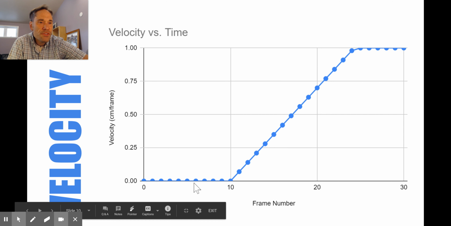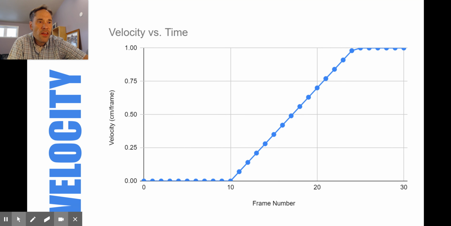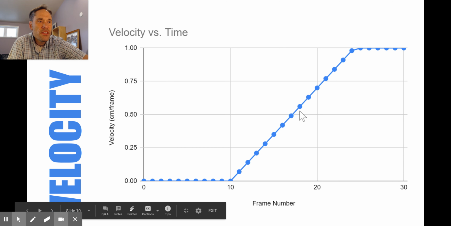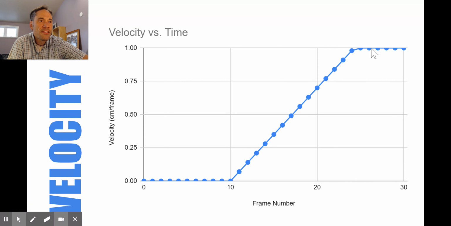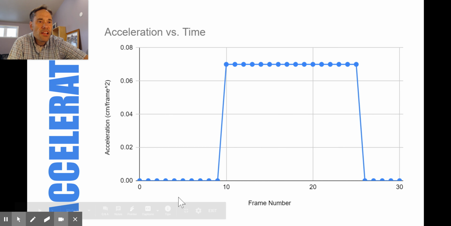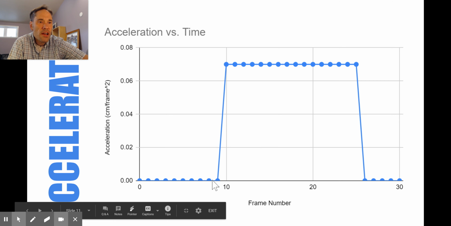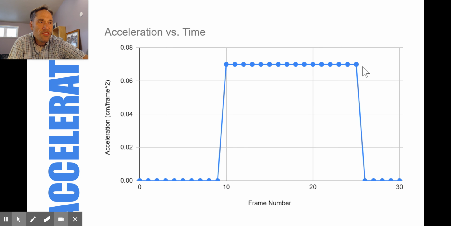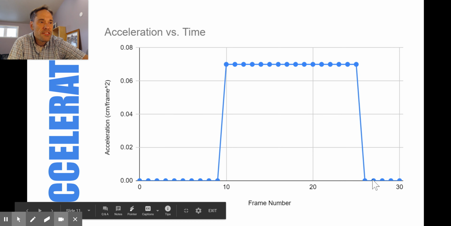My velocity was 0 for the beginning because it was not changing, and then it traveled at an increasing velocity with a constant acceleration, and then my velocity stayed at 1 for the last few frames. My acceleration is 0 to start with because we're not doing anything, but then it goes to a constant acceleration of 0.07, and the last few frames, it is no longer speeding up or slowing down, and so it is at 0 for the last few.